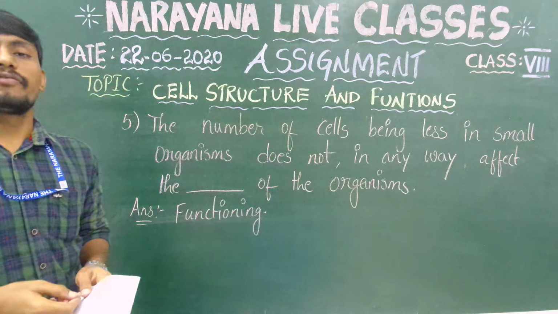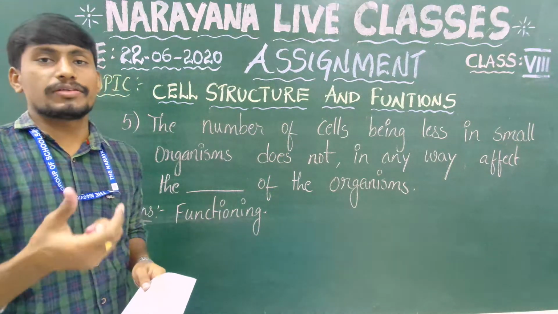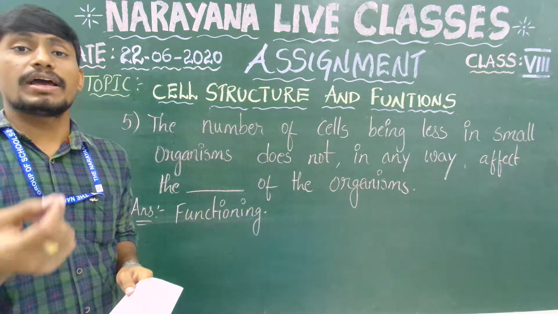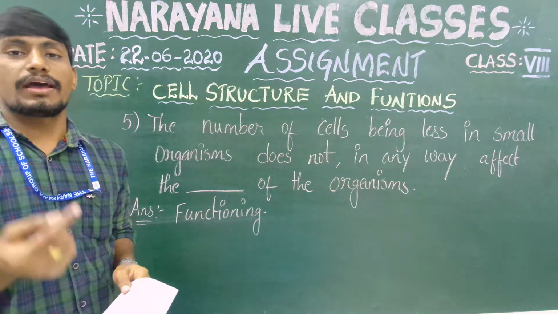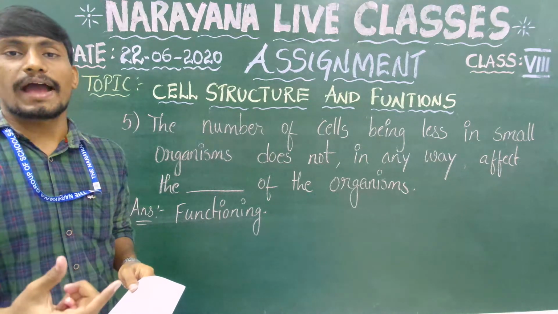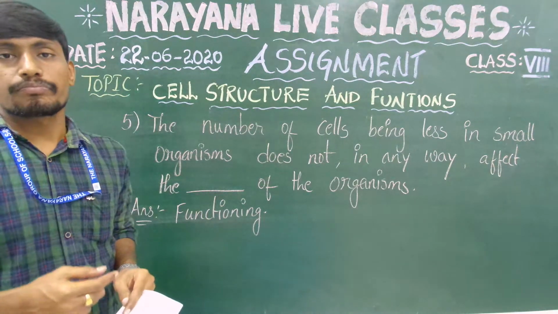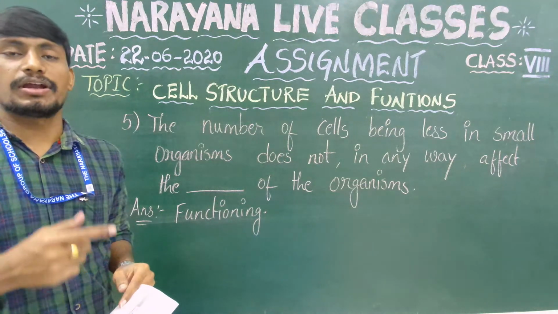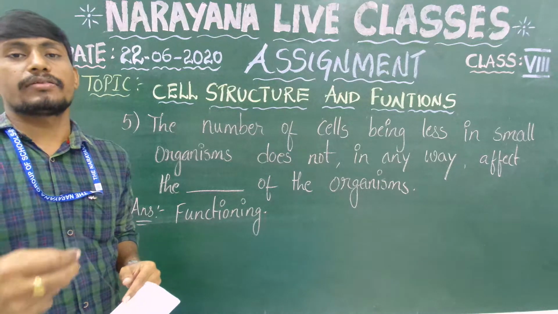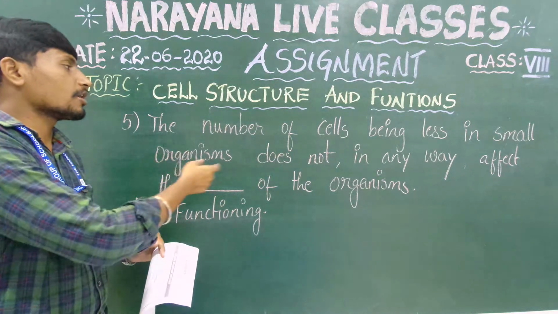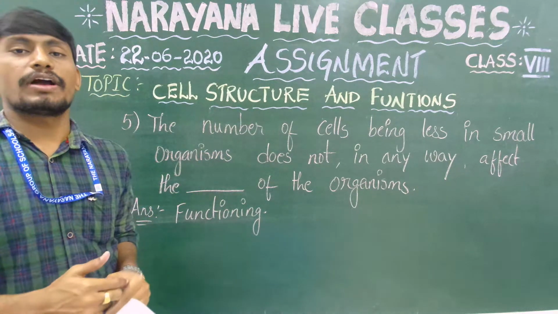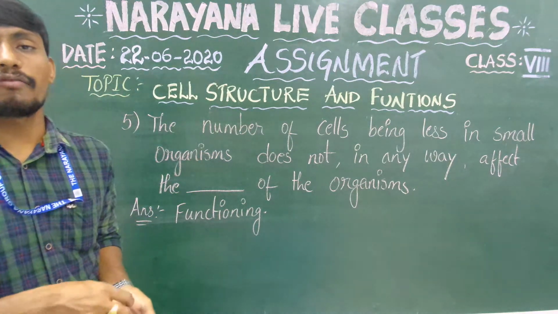As we all know, there are unicellular and multicellular organisms. Unicellular organisms have only one cell. As they have only one cell, that one cell performs all the body activities similar to multicellular organisms, like respiration, digestion, excretion, reproduction. Everything is carried out by that single cell. That means the number of cells does not affect the functioning of an organism.